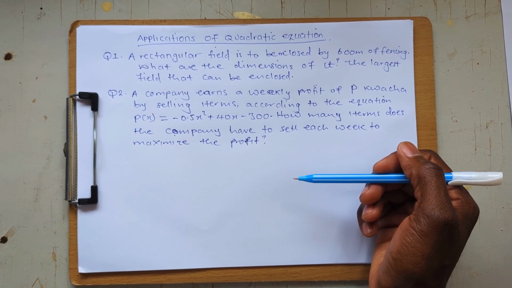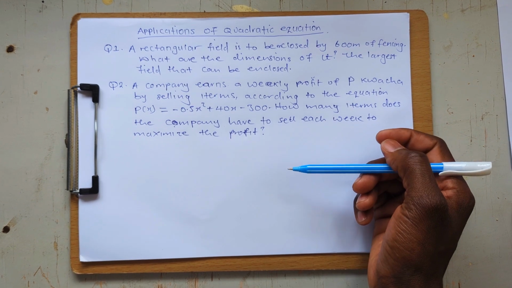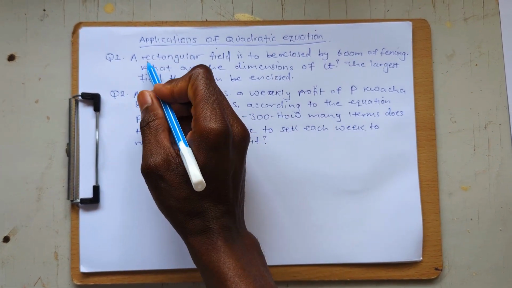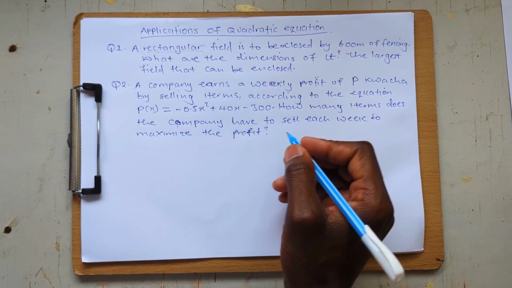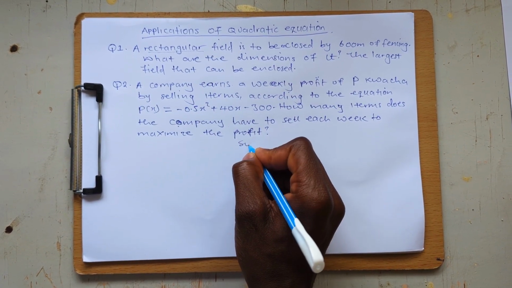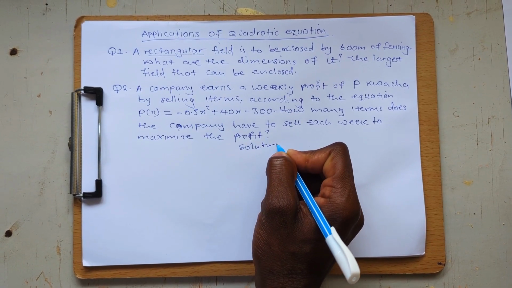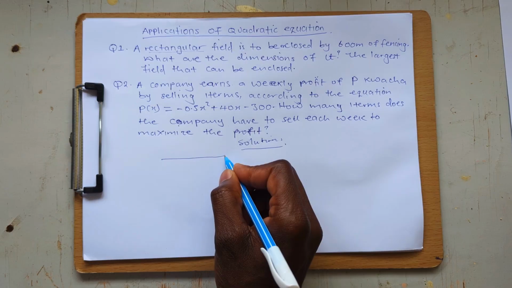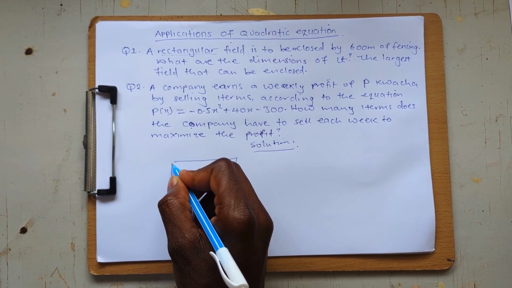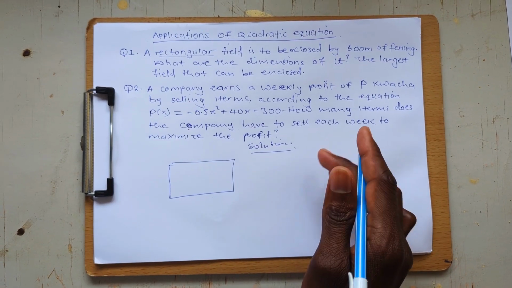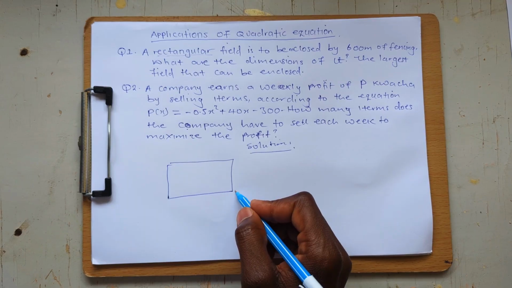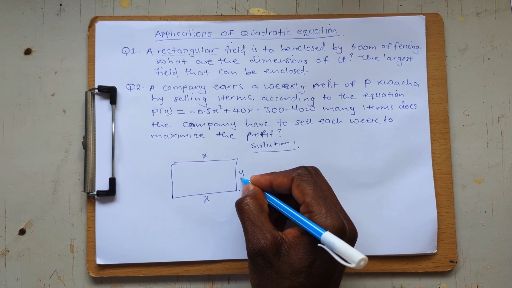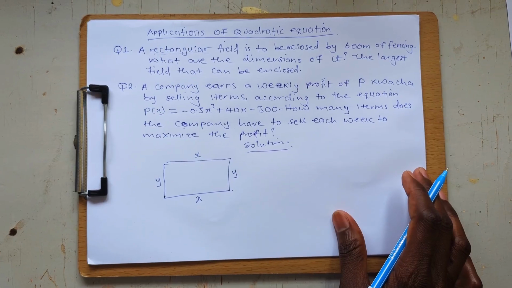For you to come up with a proper solution, you need to start by drawing the same shape that you've been given in the question, which is a rectangle. So I'll start by writing solutions. In our solutions, we need to have a rectangle. For the dimensions, the length and the length, I'll call this one x, that one x, this one will be y, that one y.